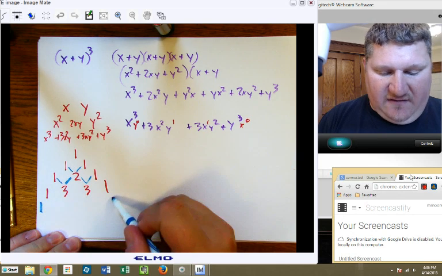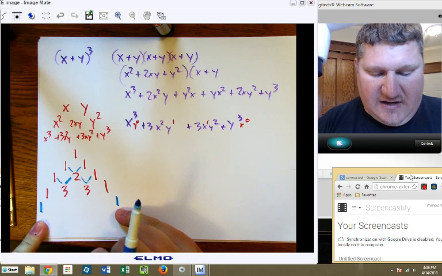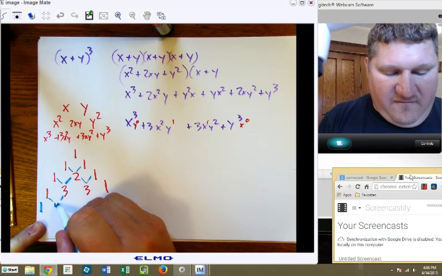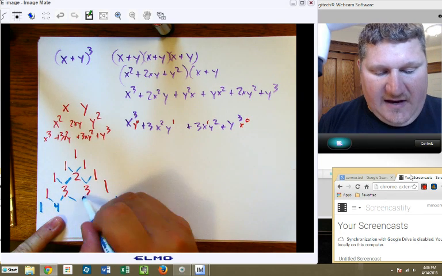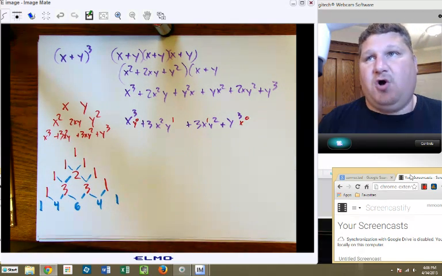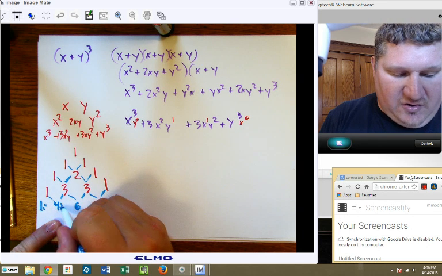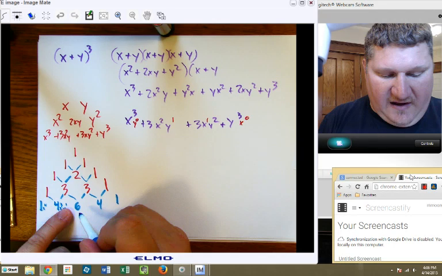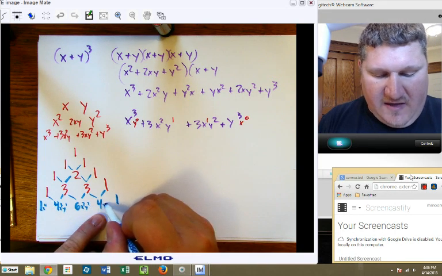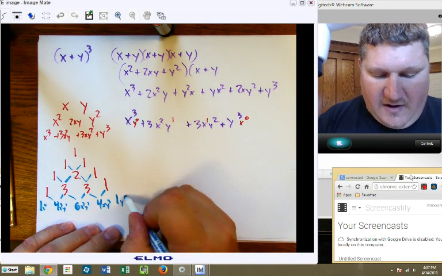Now, again, to the next one, let's go to the 4th power. My coefficients, I'm going to have a 1x to the 4th at the beginning and a 1y to the 4th at the end. But in the middle, I'm going to get a 4. 3 plus 1 is 4. Here, I'm going to get a 6. Here I'm going to get a 4. So if I were to attempt to fill in all the x's and y's, I'd have x to the 4th. This would be x cubed y to the 1st because they have to add up to 4. This would be an x squared y squared. This would be an xy cubed. You'll notice they switch as they move across. And a y to the 4th.